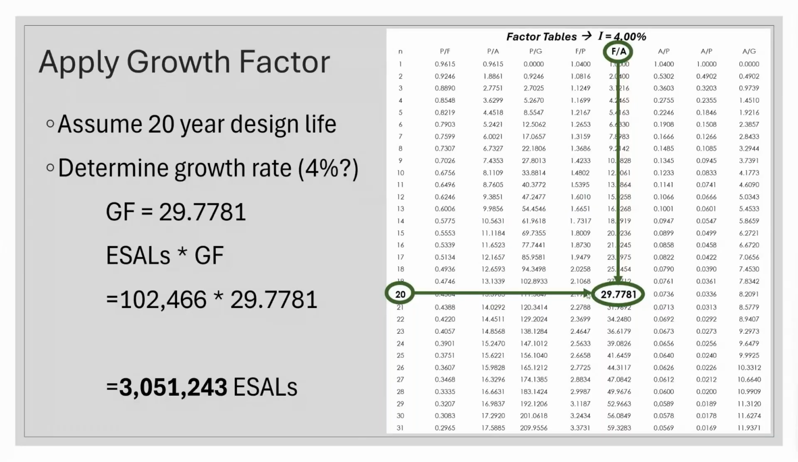So I take my ESALs and multiply that by the growth factor. Now I'm looking at over 3 million ESALs. So that number jumped up really fast. But that makes sense. It should. I'm going to design this for a long time.